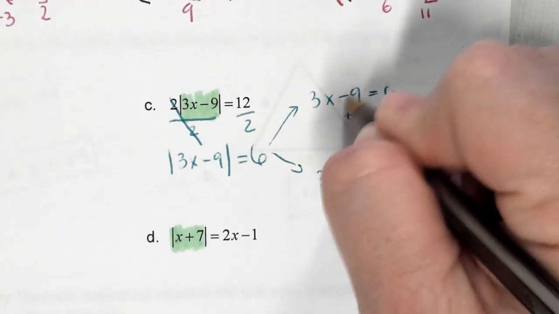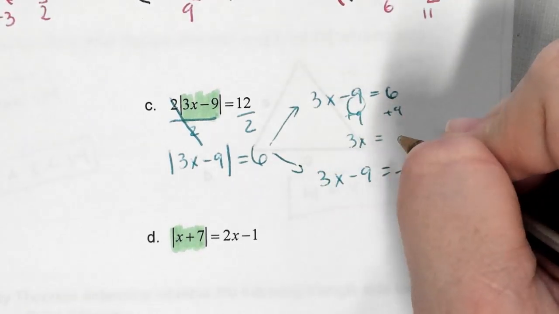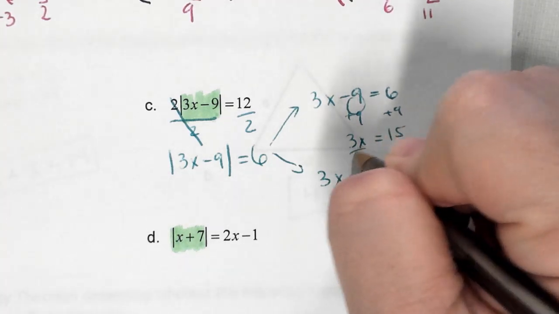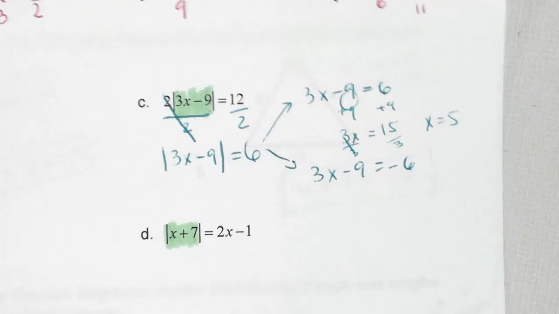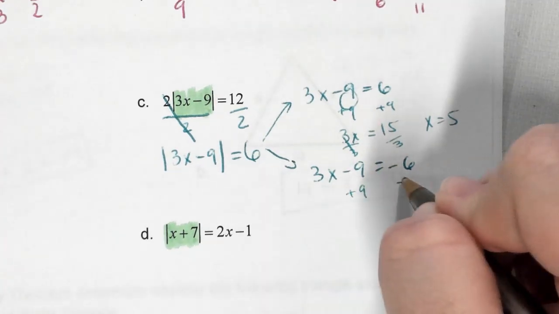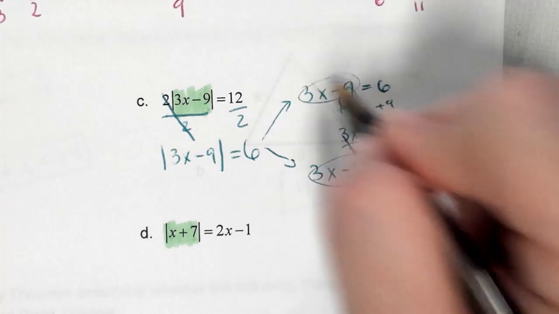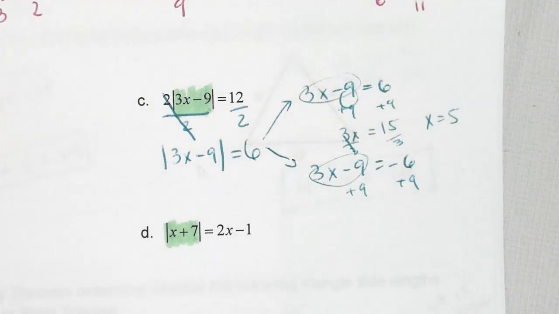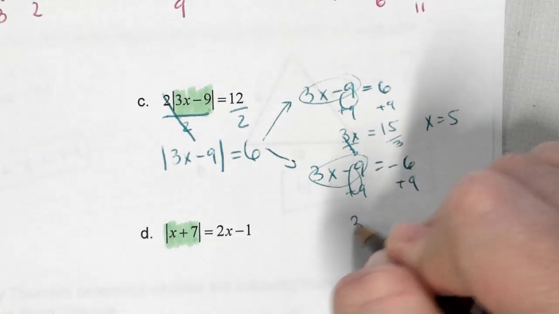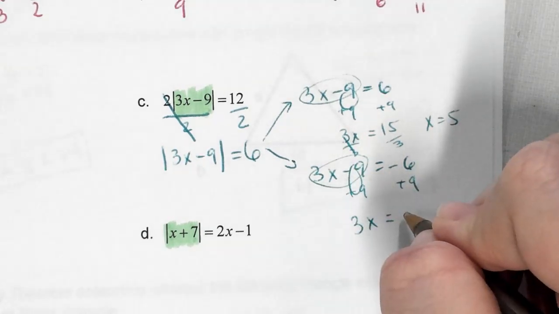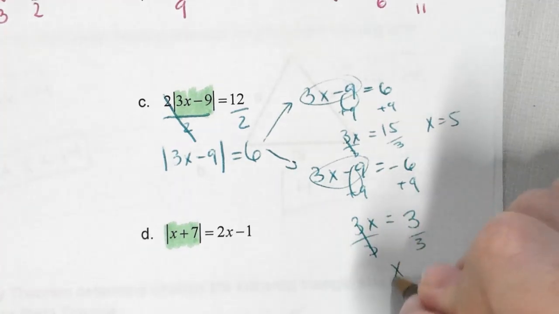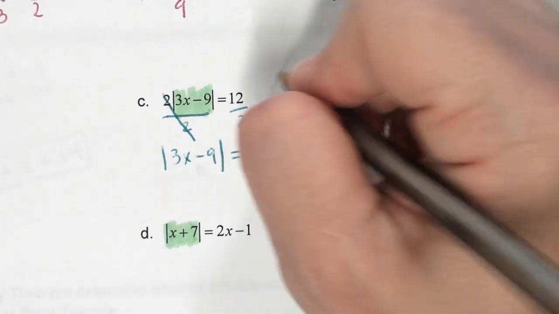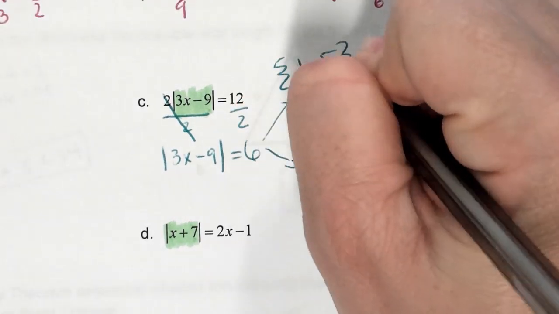Add 9 to both sides. 15. Get x equals 5. Add 9. Now, I want you to realize that this piece doesn't change. The absolute value piece doesn't change. I've had a lot of people making that turn into a plus or something. Don't do that. Okay, x equals 1. So my solution is 1, 5.